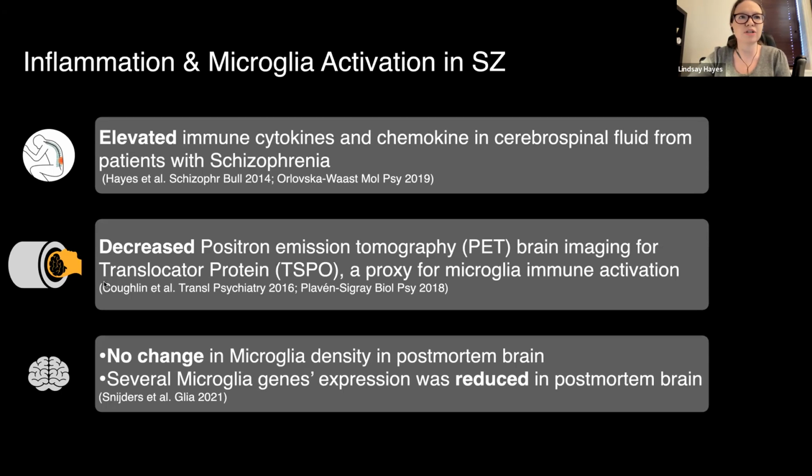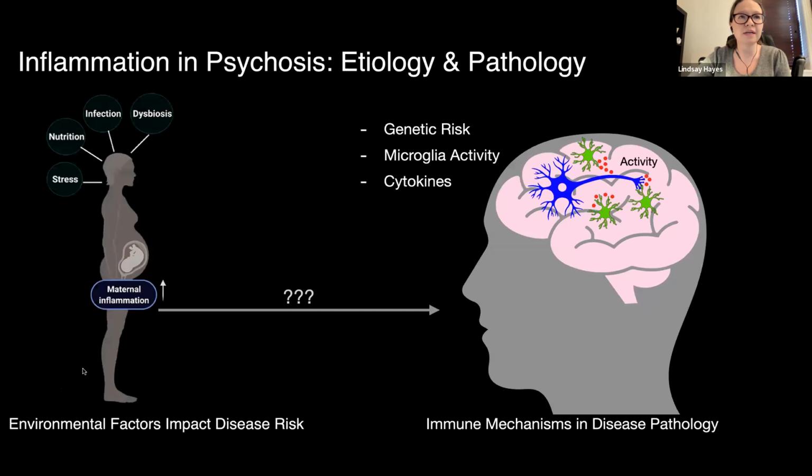increase in cytokine expression. Furthermore, numerous studies have also looked at microglia in human postmortem studies, looking at microglia density, for example. And while there were several studies that showed mixed results, a more recent meta-analysis looked across several studies and overall found no change in microglia density. They also looked at gene expression for several microglia genes, and again found there was a decrease in gene expression of several microglia homeostatic genes. So what is going on? What do we really know?